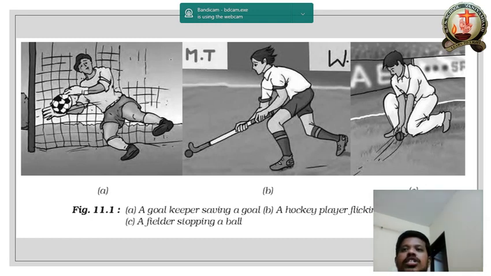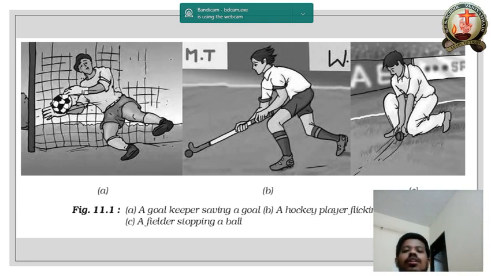How can we change the momentum or the speed of any object? It may be a cricket ball, or a hockey ball, or a football, or any other bike, car, whatever you take. So how does this change in motion happen? The change in motion happens due to the force which is being applied on a particular object.